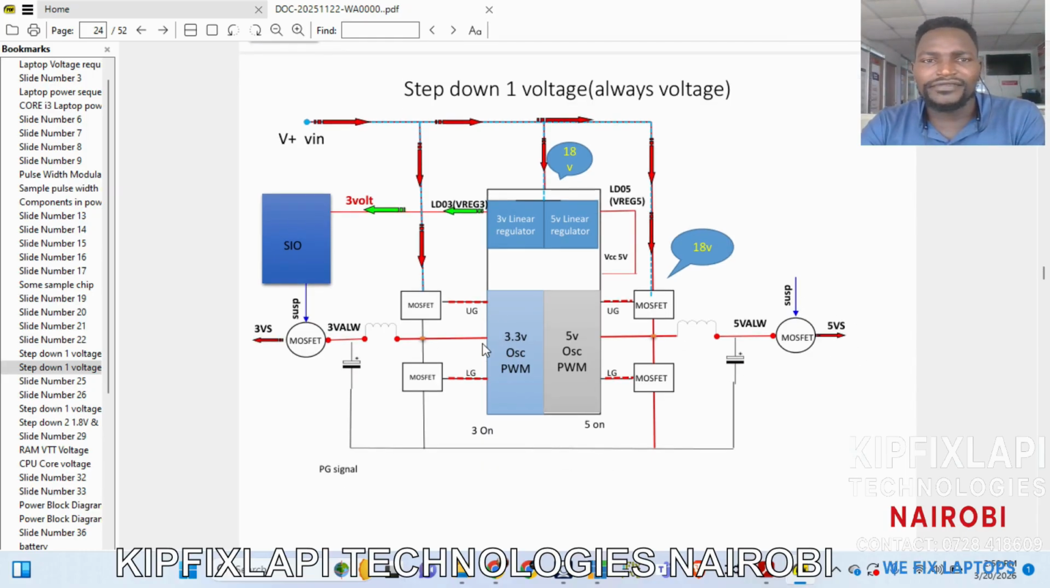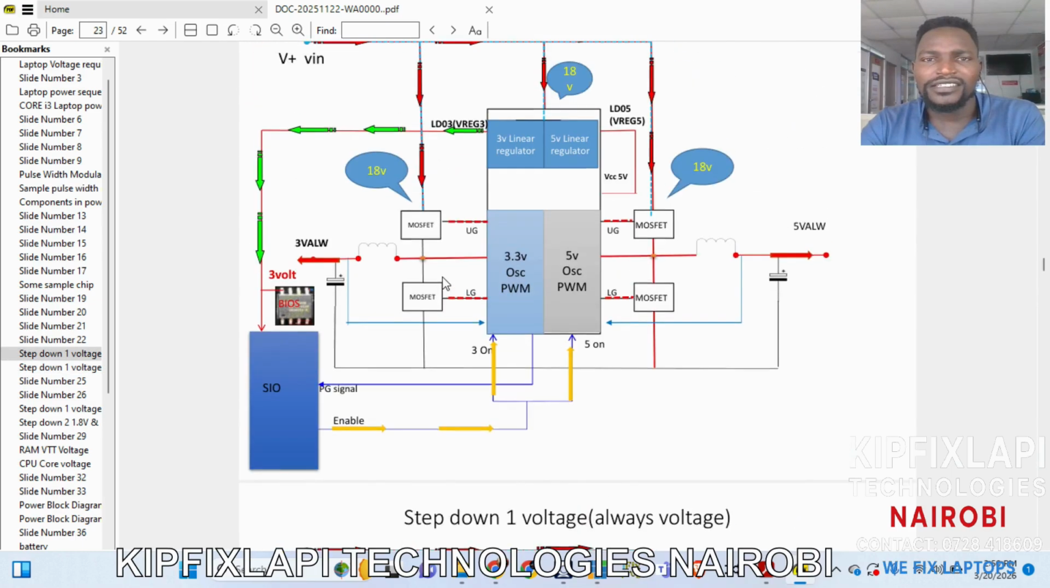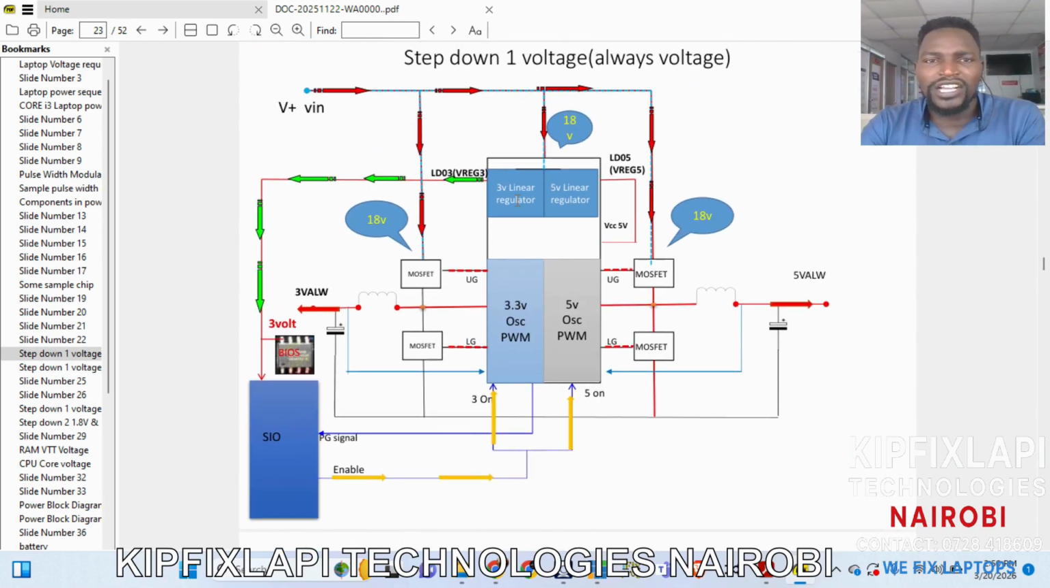So guys, I believe at least you've understood how this 3.3 is generated. Within every laptop motherboard, you might have this arrangement whereby you have a PMIC management, that is the 3.3 5.0 IC generator, and we normally call it the mother IC.